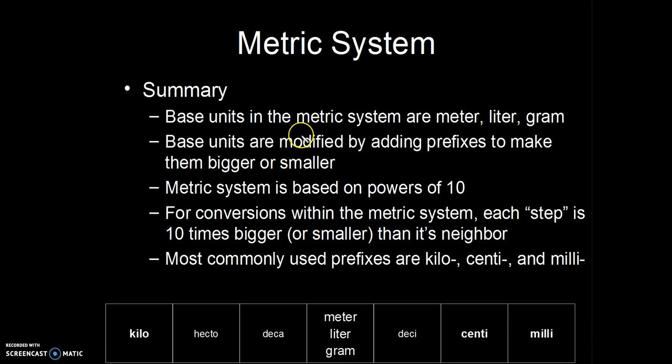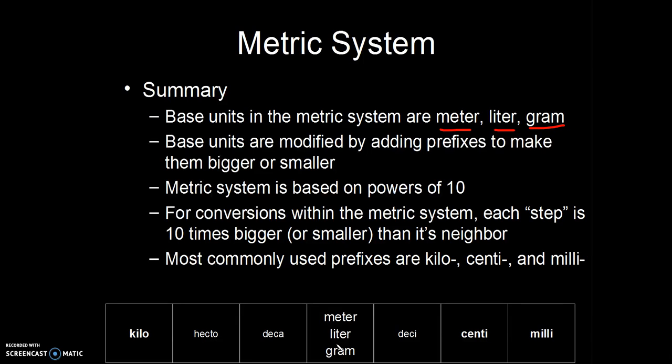So here's our review. To summarize, the base units in the metric system are the meter, the liter, and the gram. Do you remember what each one is used to measure? Base units are modified by adding prefixes to make them bigger or smaller. The metric system is based on powers of 10. For conversions within the metric system, each step is 10 times bigger or 10 times smaller than its neighbor. The most commonly used prefixes are kilo, centi, and milli. But keep in mind, we don't have to use a prefix every time. Sometimes we can just use meters, liters, and grams by themselves. We don't always have to change it.